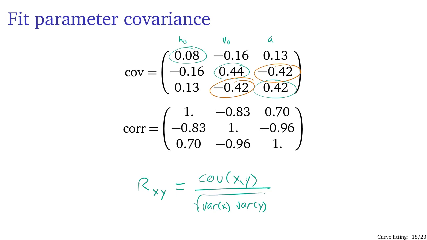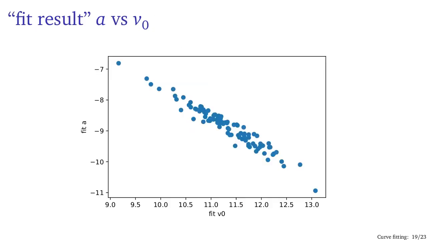Now, since I'm doing this for demonstration purposes on the computer, I have the luxury of going back and repeating the process many, many times and figuring out how the fit results are actually varying. If I do that, this is what I get. This is your fit result for acceleration plotted versus the fit result for velocity, now looking at many, many trials of this experiment. And this is a fairly linear plot. It's got a negative slope, which means if I wanted to, for instance, make the acceleration more negative, go from g of minus 9.8 to minus 11, I can compensate for that by increasing the best fit velocity. Now, if the initial velocity best fit is like 11, I can push that up to 12 or 13 in exchange for having the fit acceleration be minus 10 instead of minus 9. These fit parameters are coupled together.